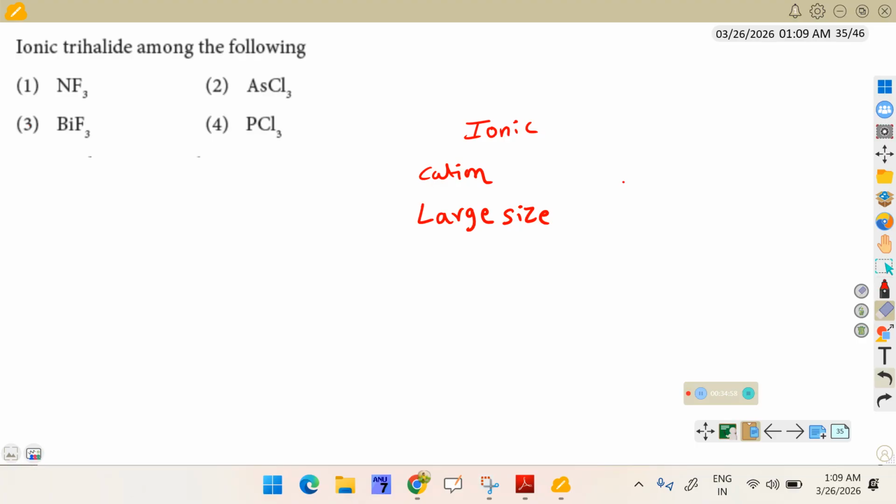Which ionic trihalide among the following is... An ionic bond is formed between cation and anion. The first favorable condition is a cation with large size. Which atomic size is large? Nitrogen, phosphorus, arsenic, antimony, bismuth. These are same group elements, and bismuth's atomic size is large. So it forms an ionic compound easily.